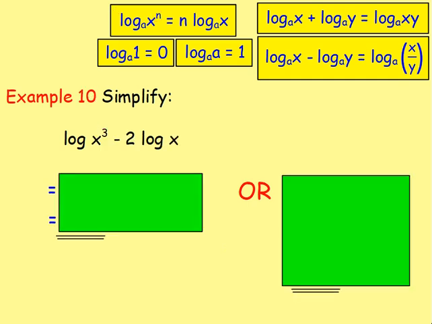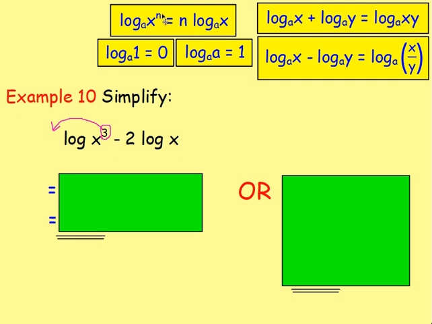Example 10, simplify log x cubed, take away 2 log x. Again, there's a couple of ways to do this. Which way would you be doing it, Andrew? Good, yeah, you could take this index. So if you take the 3, you could move that right down to the front. It is one of the rules, so put the 3 in front of log.